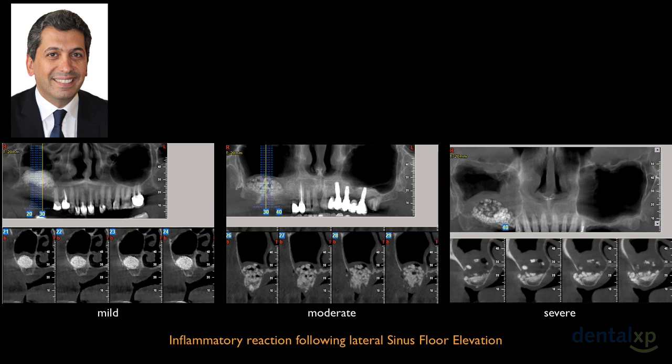A moderate reaction is when we had a little bit more thickening of the membrane, but also some inflammatory exudate that we can see between the bone particles, pushing them away from each other. And what we have on the right is a severe inflammatory reaction. In this case, you see that we have a very thick membrane. And what is more important is the huge amount of inflammatory reaction that occurred inside the graft.